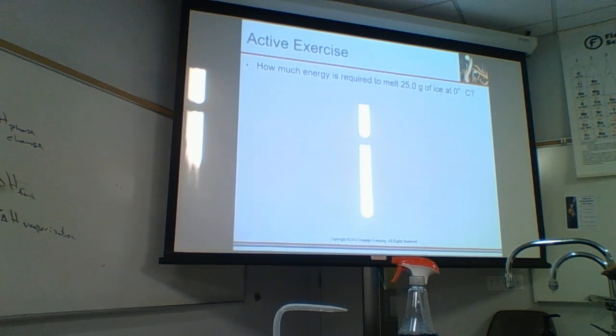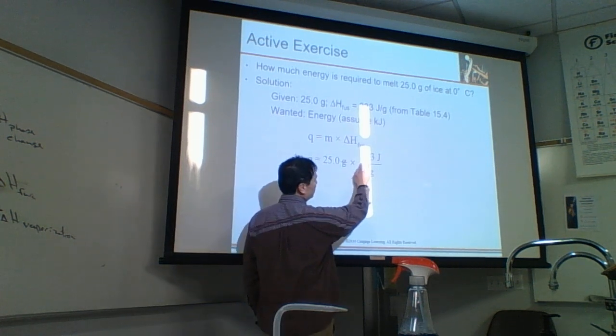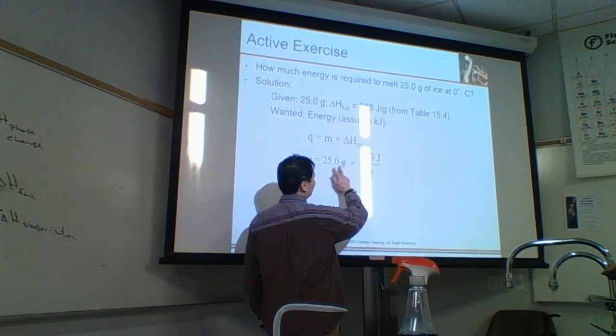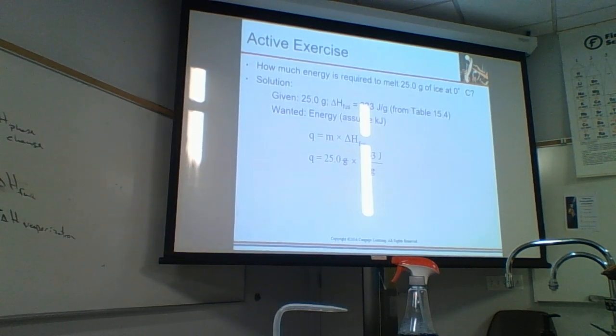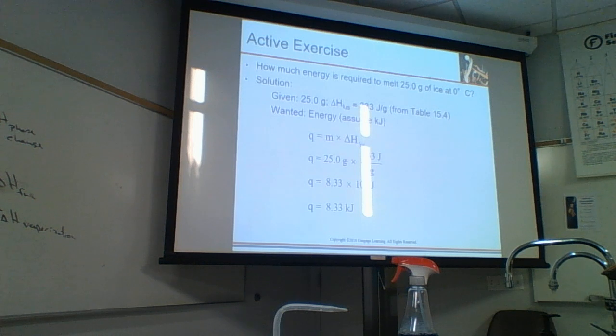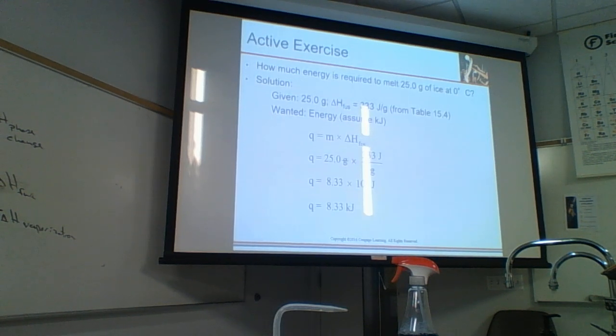How much energy is required to melt 25 grams of ice at 0 degrees C? It's the same thing here. 25.0 grams, and it costs us 333 joules per gram. So 333 times 25 gives us 8.33 times 10 to the third joules, or 8.33 kilojoules. Okay, that is for phase changes.